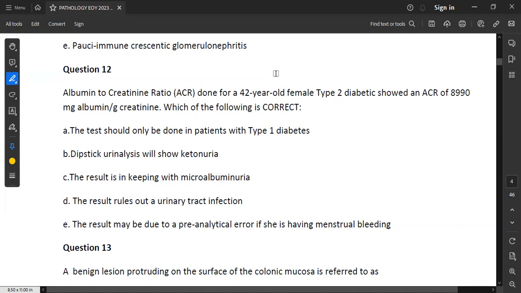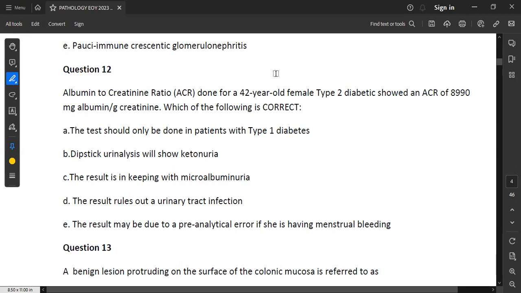Also, it can be used to assess cardiac morbidity and mortality. It's a marker of cardiac morbidity and mortality in people with type 1 and type 2 diabetes. So A is wrong. Dipstick urinalysis will show ketonuria. Next one: the result is in keeping with microalbuminuria. As we have seen, it's above 300, way above 300, so it's not in keeping with microalbuminuria.